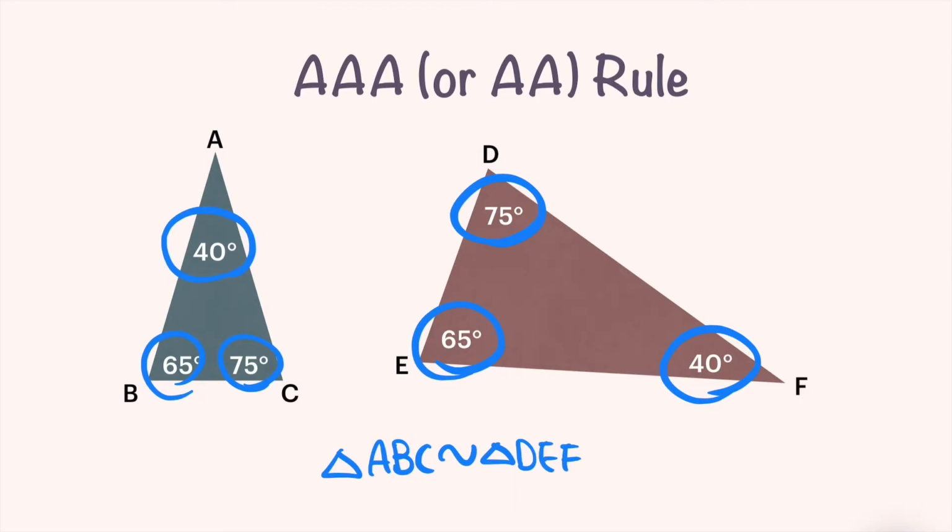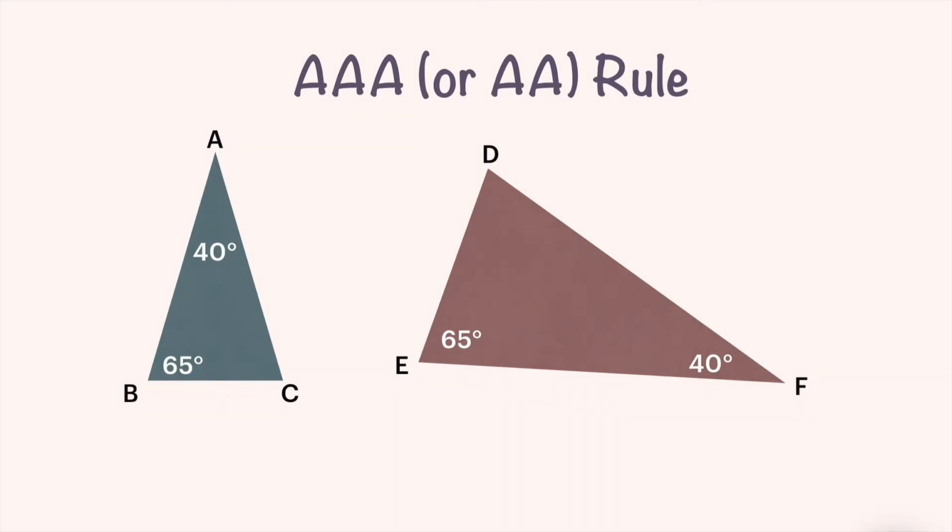And this rule is also called AA rule because when two angles of the triangles are the same, the third angles will always be the same as well. If you look at this example, the two triangles have two matching angles. We have 40 and 40 and 65 and 65. So two of the angles are the same.